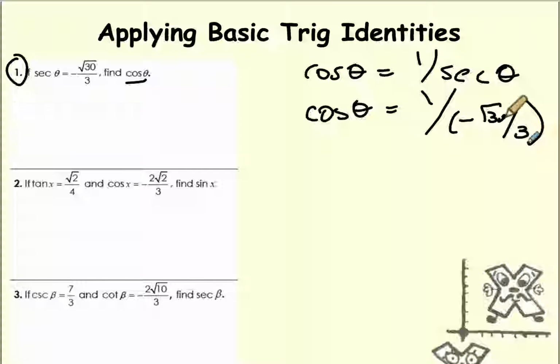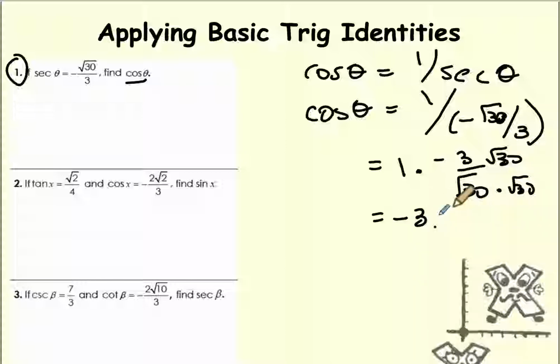Remember that when I divide, it's the same as multiplying by the reciprocal. So I have 1 times the opposite of 3 over square root of 30. And then, of course, 1 times anything is just itself. And now I just have to rationalize my denominator. So I get negative 3 square root of 30 over 30.